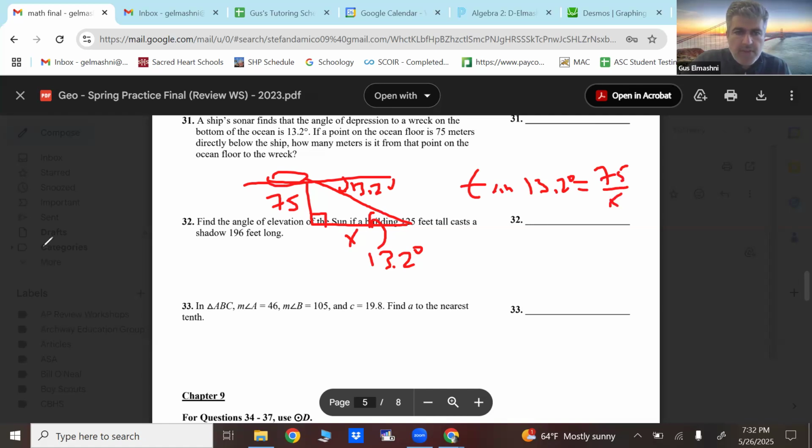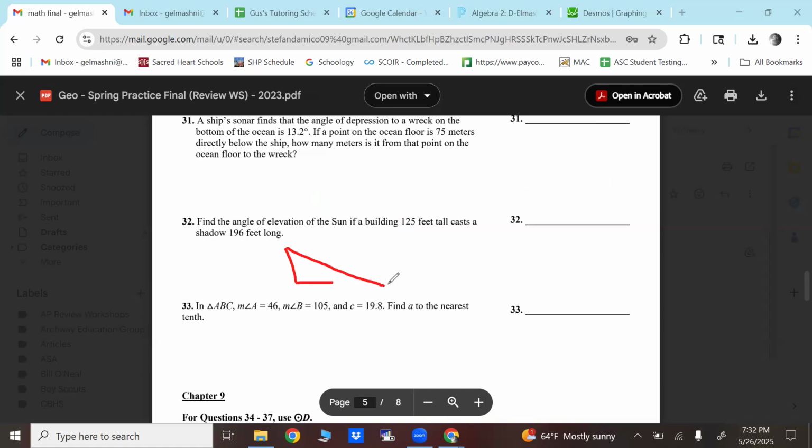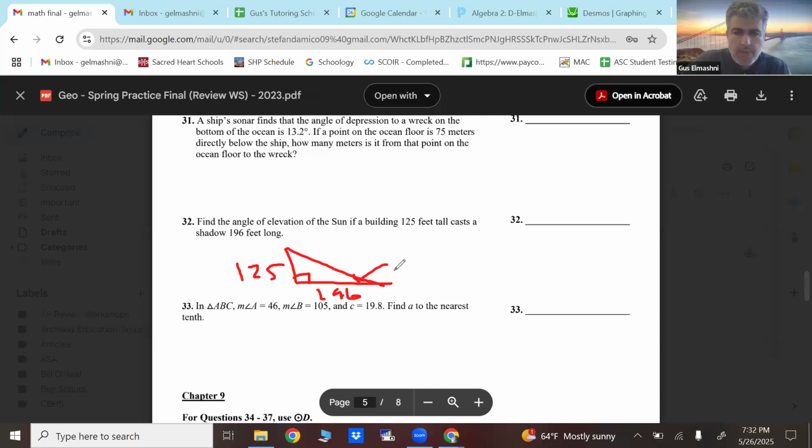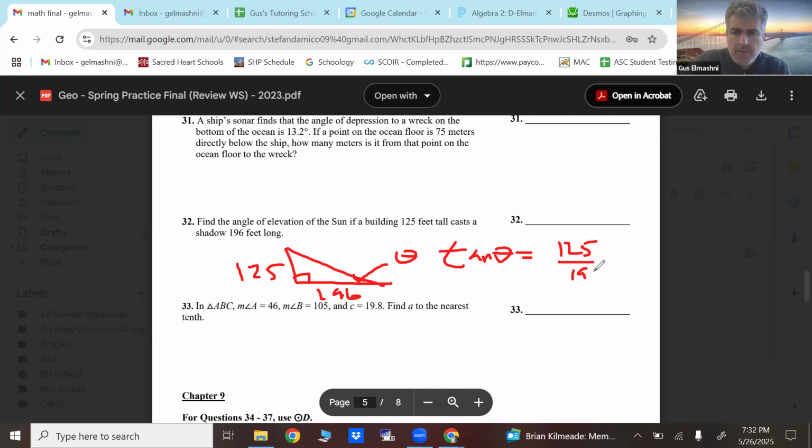Or find the angle of elevation of the sun, where a building 125 feet tall casts a shadow. So you want that. So tan theta, and X we'll call it, is 125 over 196. Do the inverse tan, and you're good there.